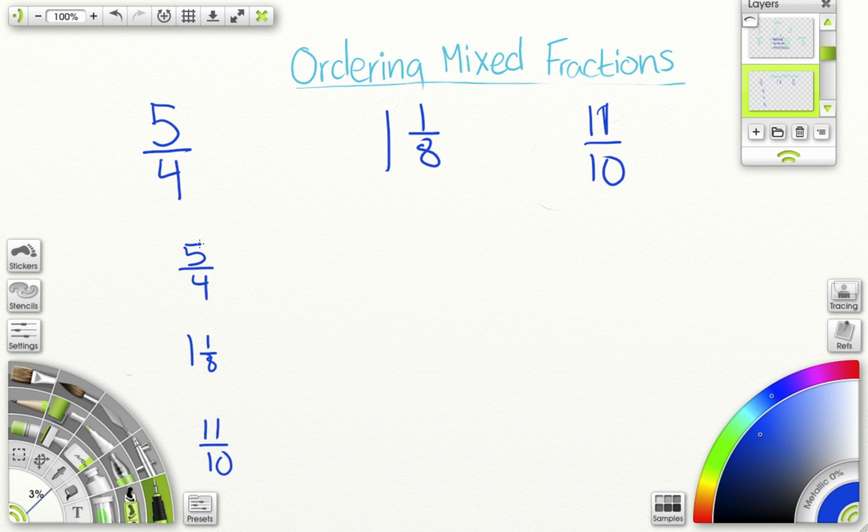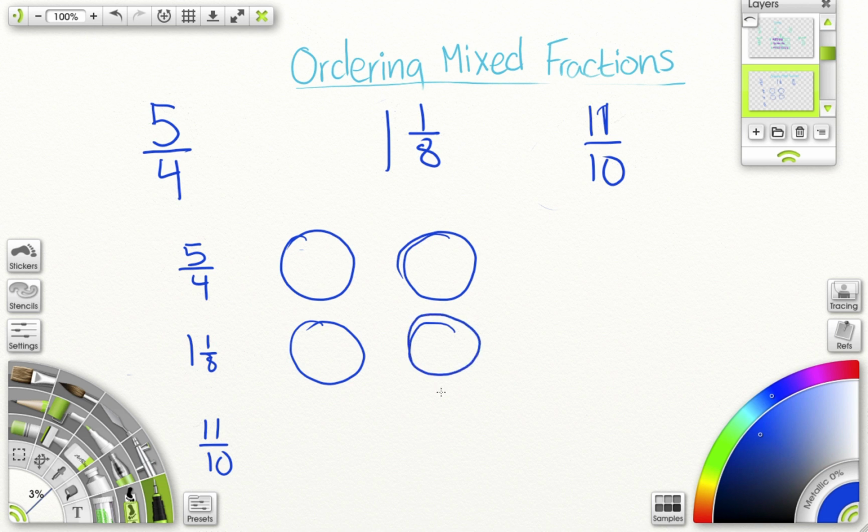So 5/4, if this top number is bigger than this bottom number, it means I'm going to need 2 pizzas. So 1 and 2. Okay, this is a mixed fraction, meaning I know I automatically need 2 pizzas because it's a whole pizza plus a little bit of a second one. And then this one, top number is bigger than the bottom, so I know I need 2 pizzas. There we go. Now let's split these pizzas up.